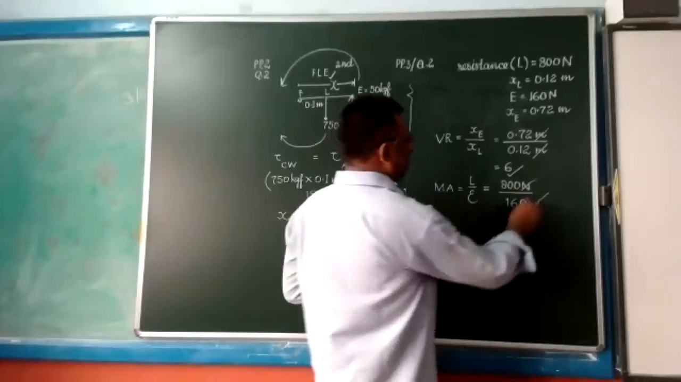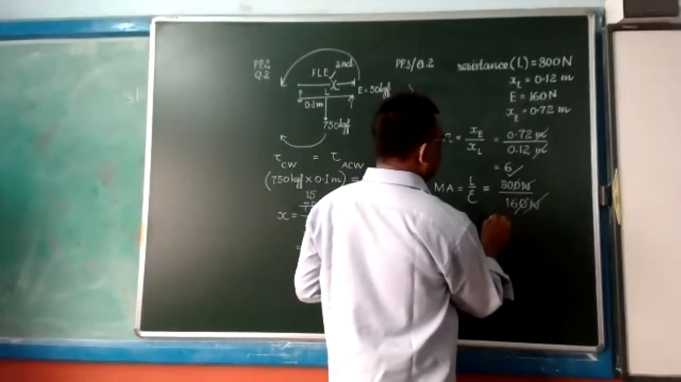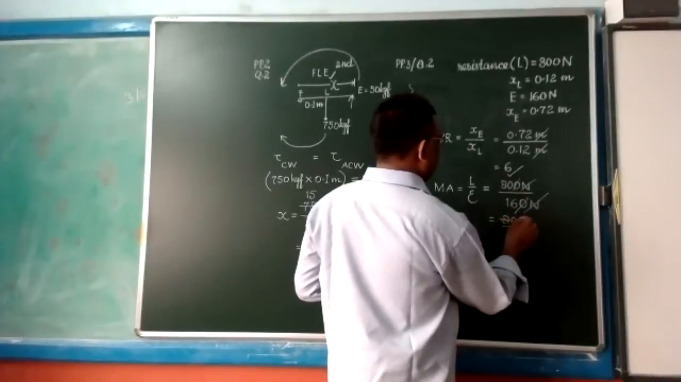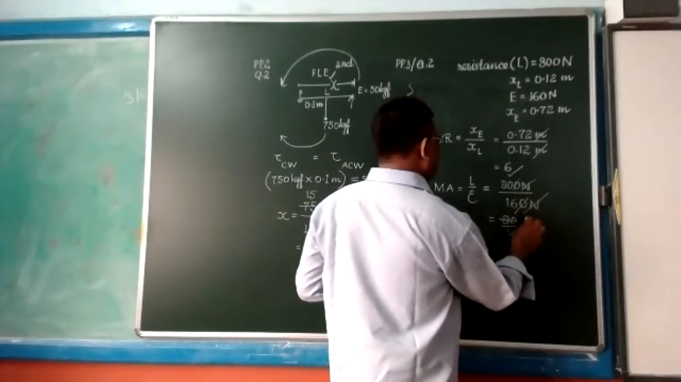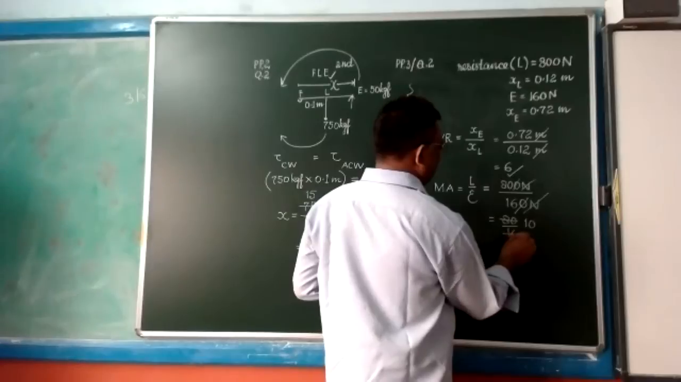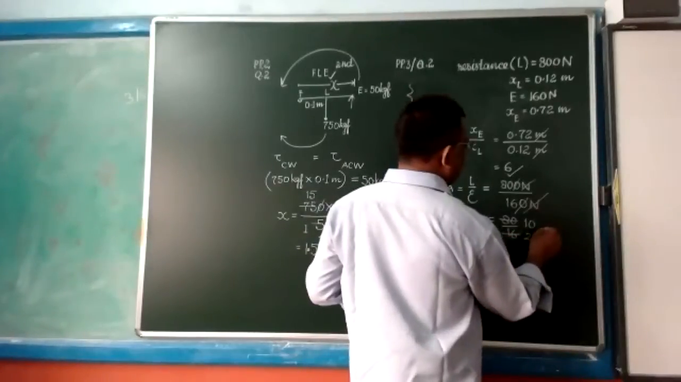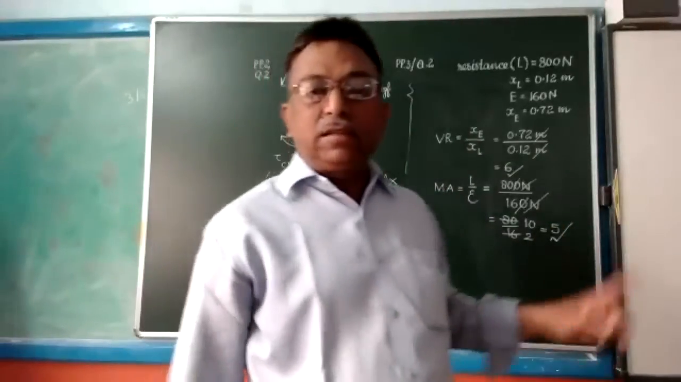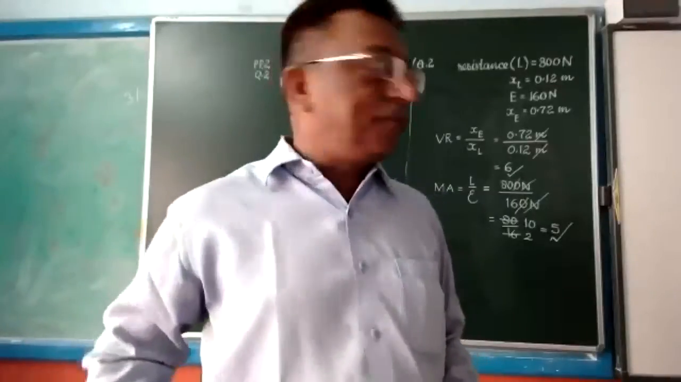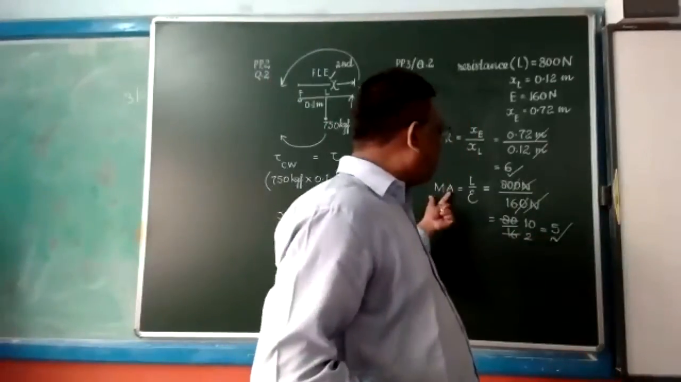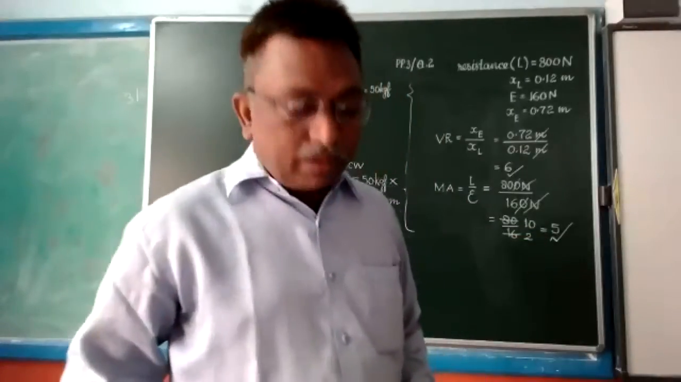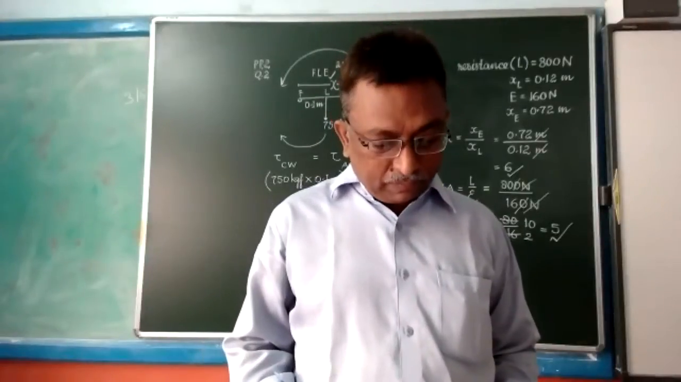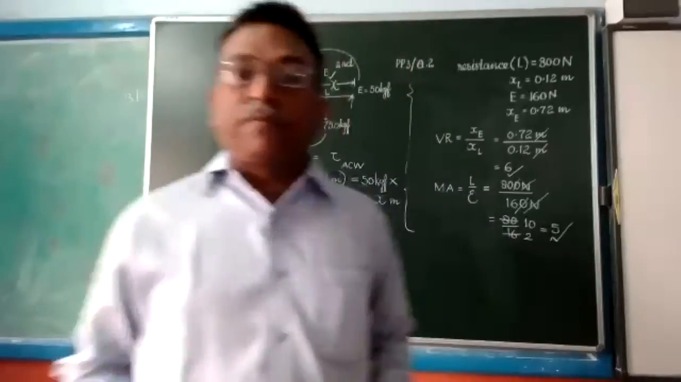Same units are cancelled. 0 is cancelled. So it is 80 divided by 16. 8 tens are 80, 8 twos are 16, or 10 divided by 2, it is 5. Mechanical advantage is coming 5. That is not a square root of 5. This is the answer. So the value of mechanical advantage is 5. Okay. Next is percentage efficiency.